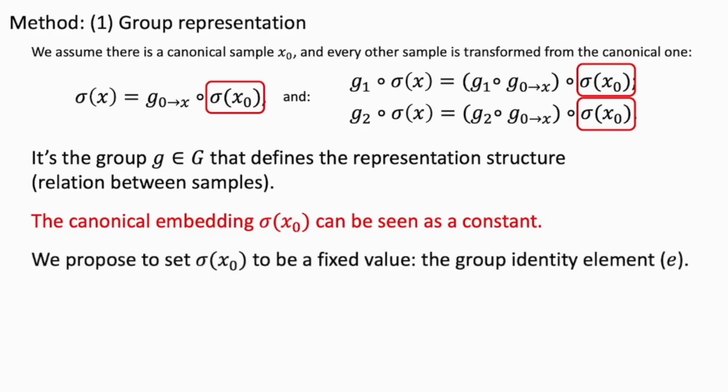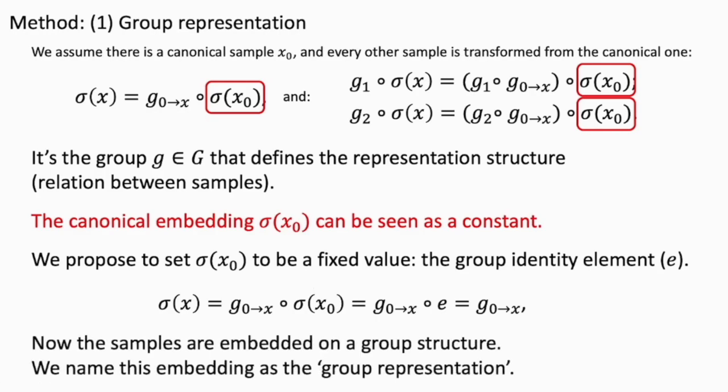An interesting point is that we propose in this work to set this canonical embedding to be a special fixed value, the group identity element E. And we will use the following formula to do the representation. As we can see, now the samples are embedded on a group structure, and we name this embedding as the group representation.